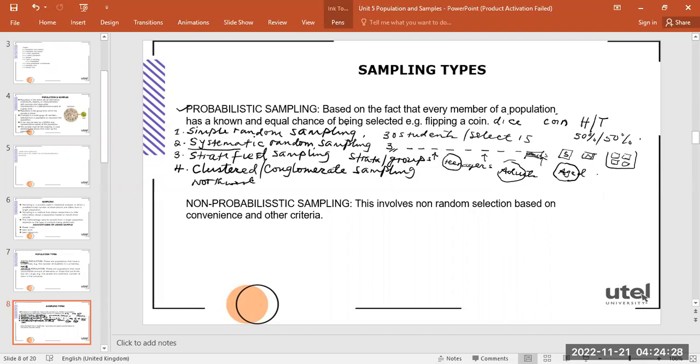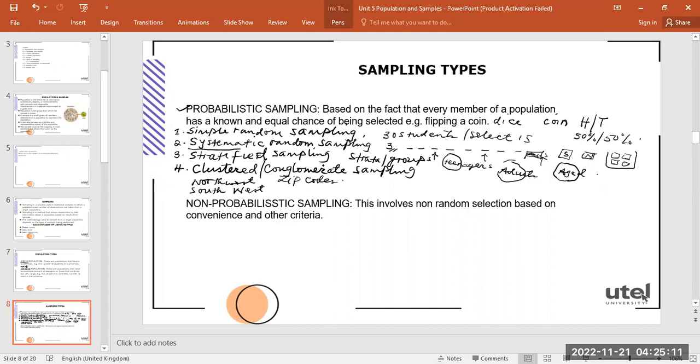Northwest, Southwest, Northeast, and so on and so forth. Or you could also decide to divide the city on the basis of zip codes. And having divided the city on the basis of zip codes, you then randomly select some of the groups, not all of the groups, and then you sample everyone in the group. So that is that about clustered sampling.